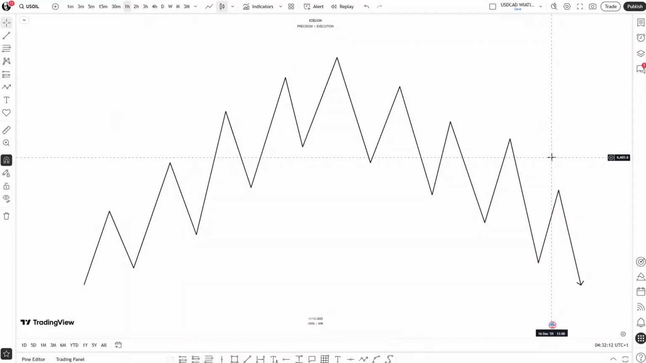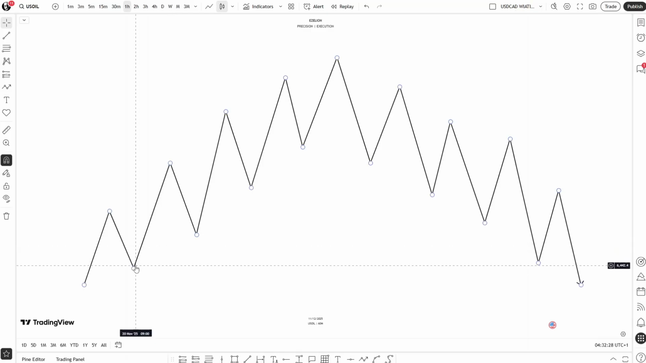Welcome back, guys. In this video, I'm going to teach you the difference between a market structure shift and a break of structure. I'm going to teach you how to spot them, and I'm going to give you guys a couple of criteria to look for when trying to identify an actual break of structure and market structure shift. Right. What's a break of structure?